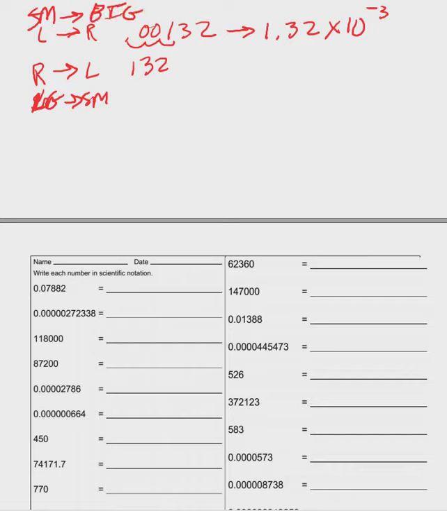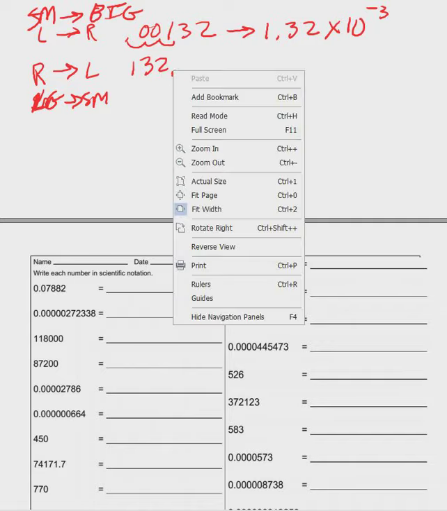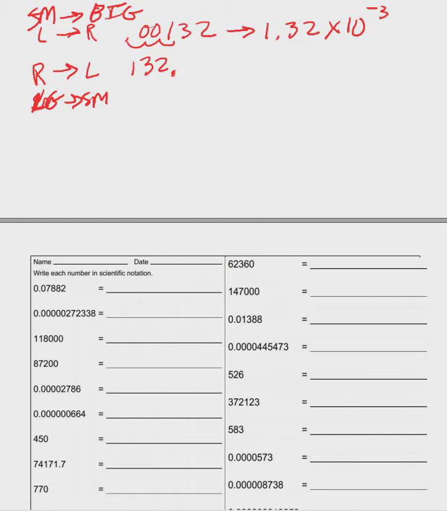Moving the decimal from right to left makes a larger number smaller, and moving it from left to right makes a smaller number bigger. Right now we have 132. There is no decimal place written, but we always know that if it's a whole number, the decimal place is on the right-hand side. If it's a decimal number like 0.0031332, we know where the decimal place is.